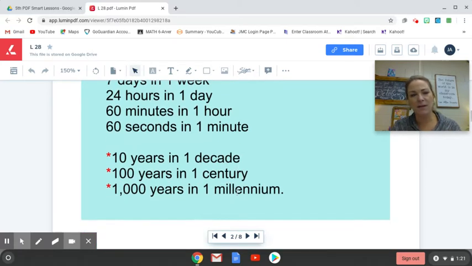A little bit more advanced ones, there are 10 years in 1 decade. Looking at these parts of these words is really important. Deca means 10 typically. So 10 years in a decade, 100 years in a century, again, cent usually applies to 100. And then 1,000 years in a millennium. So mil, again, that prefix mil applies to 1,000.